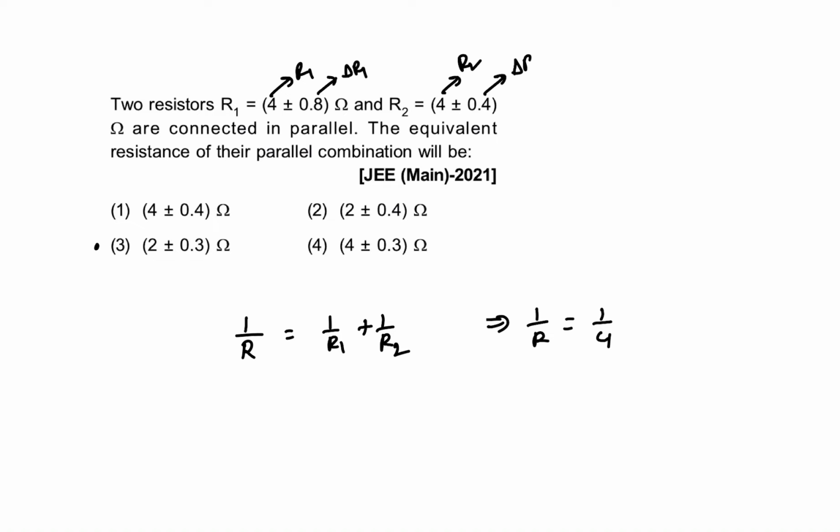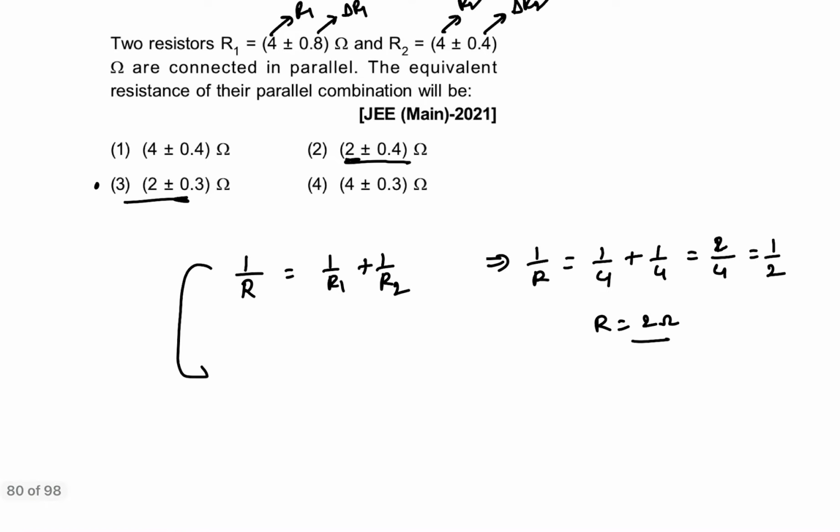If you calculate 1 by R, this is R1 value 4, this is delta R1 0.8, and 4 is R2 value, and delta R2 is 0.4. 1 by 4 plus 1 by 4 you will get 2 by 4, finally you will get 1 by 2. Now R value is equal to 2 ohm. So there are two options, second option and third option. Now you need to calculate error in this.